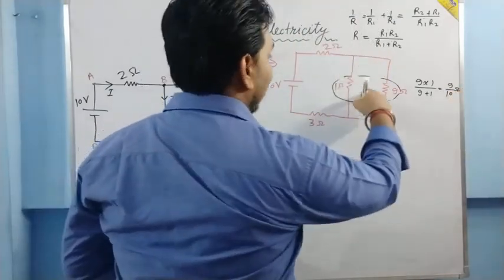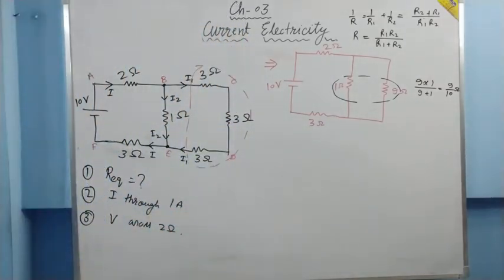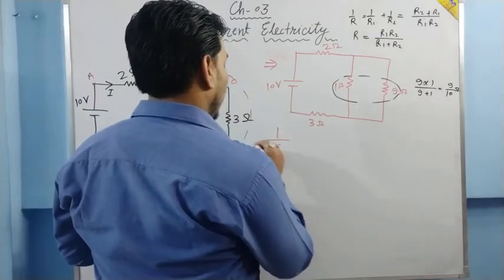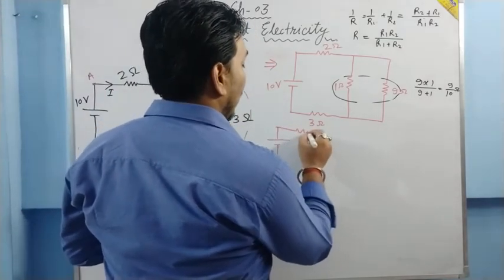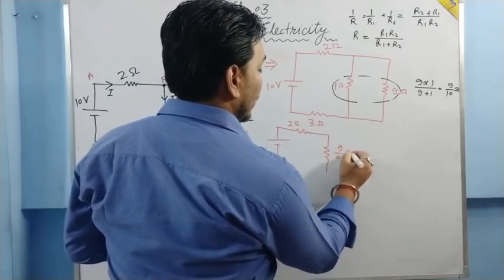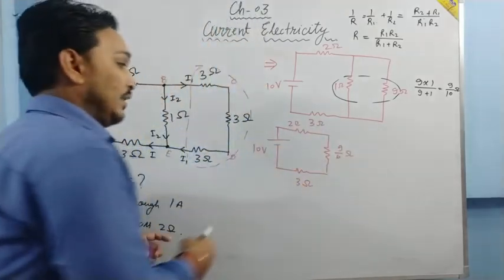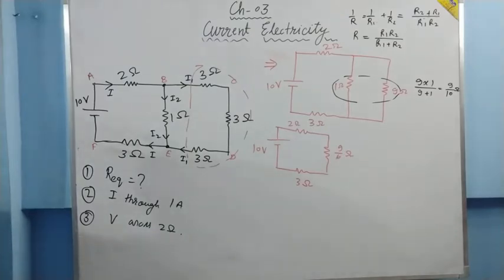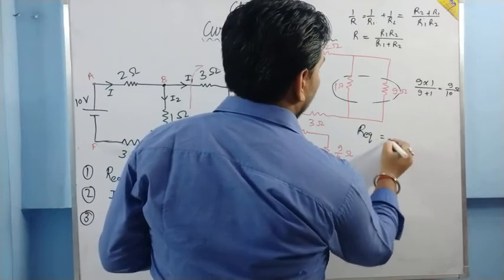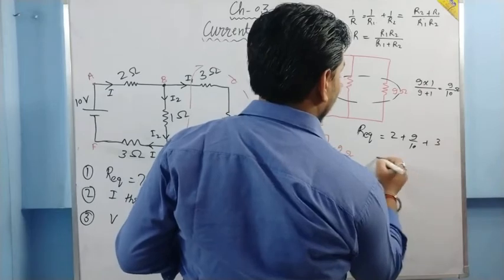Now 2 ohm, 9 upon 10 ohm and 3 ohm are in series. So now what are we going to have? 10 volt voltage, 2 ohm resistance here, 9 upon 10 ohm resistance here, and 3 ohm resistance here. These three are in series. And if they are in series, then simply R equivalent is given by 2 plus 9 by 10 plus 3.